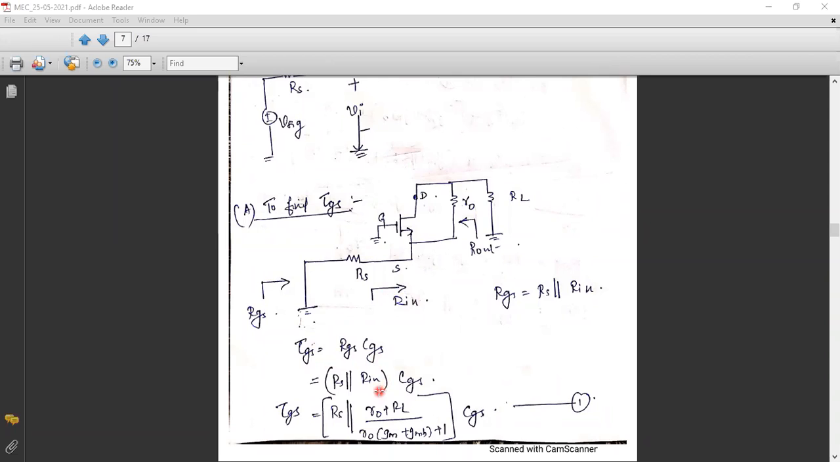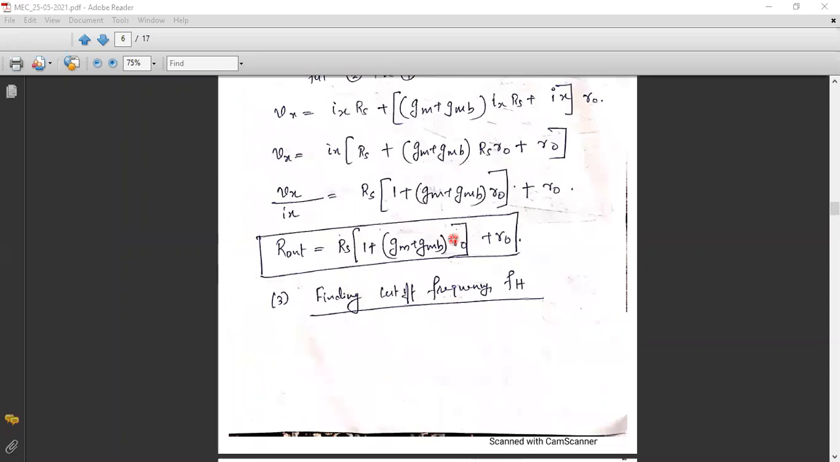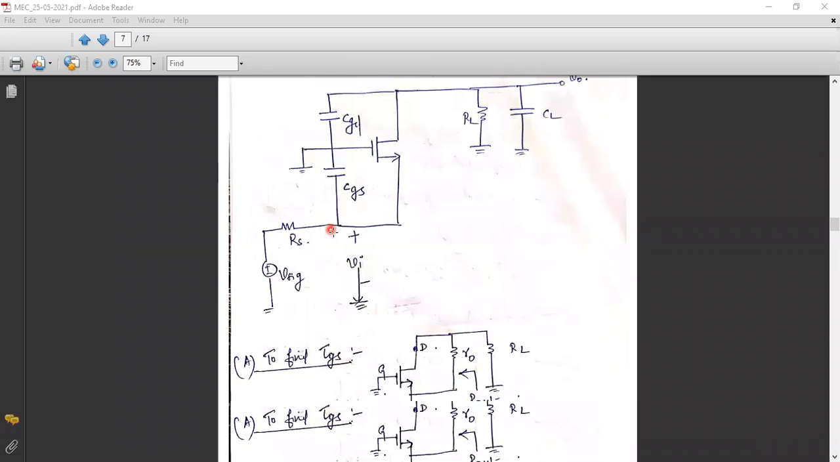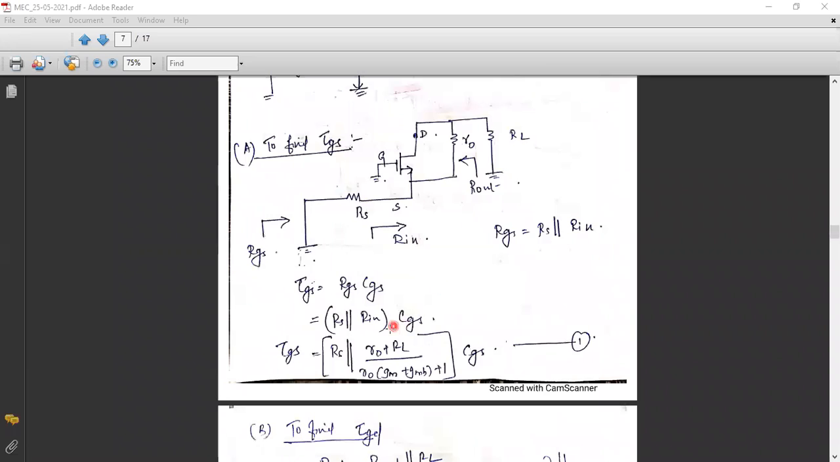The value of Rn you have already computed. Why have I computed Rn? Because Rn is dependent on R0. Why? Because you know that one end of R0 is connected to the source terminal. Therefore, Rn is always dependent on R0. That is why I computed Rn separately in the previous class, so that you can take and substitute it here, multiplied by the capacitance. So this will be your time constant.